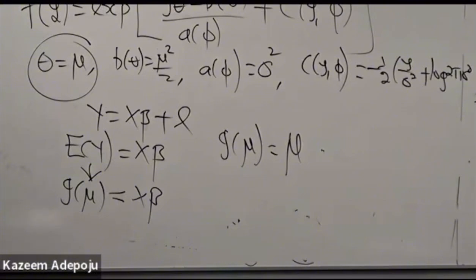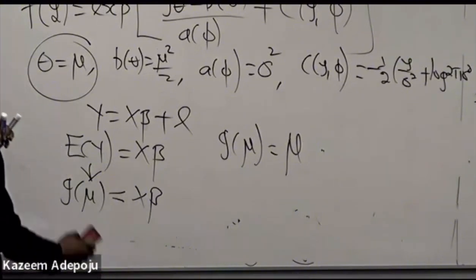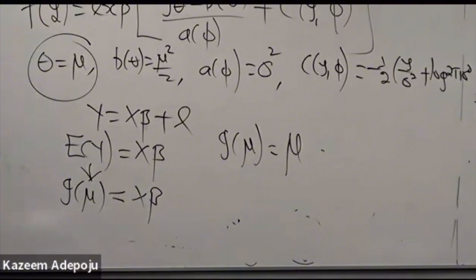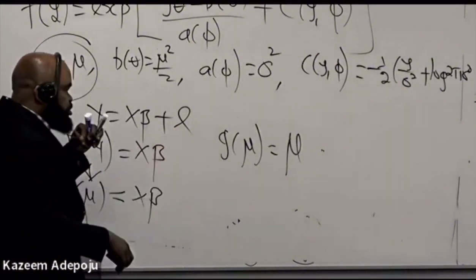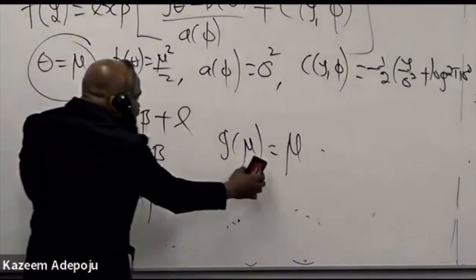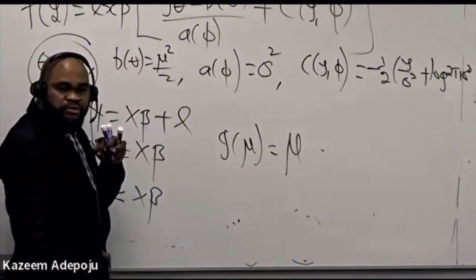Now, any question on this? Any question on that? Okay. Are you done with this, right? Okay. Now, I'm going to go into another distribution. So this is an identity link function.